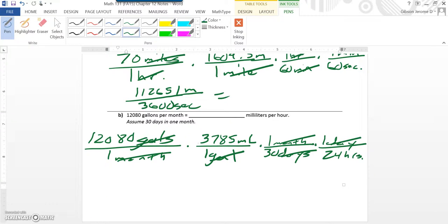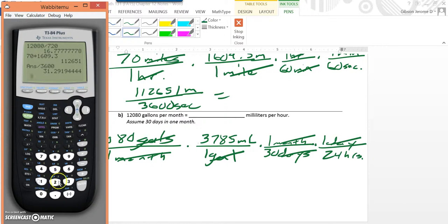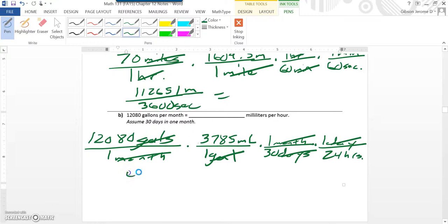So now we will multiply this. We have 12,080 times 3,785. And that would give us 45,722,800, and that would be milliliters. And that would divide by, we would take 30 times 24, and we have 0, 12 carry. So this would be 720 hours.